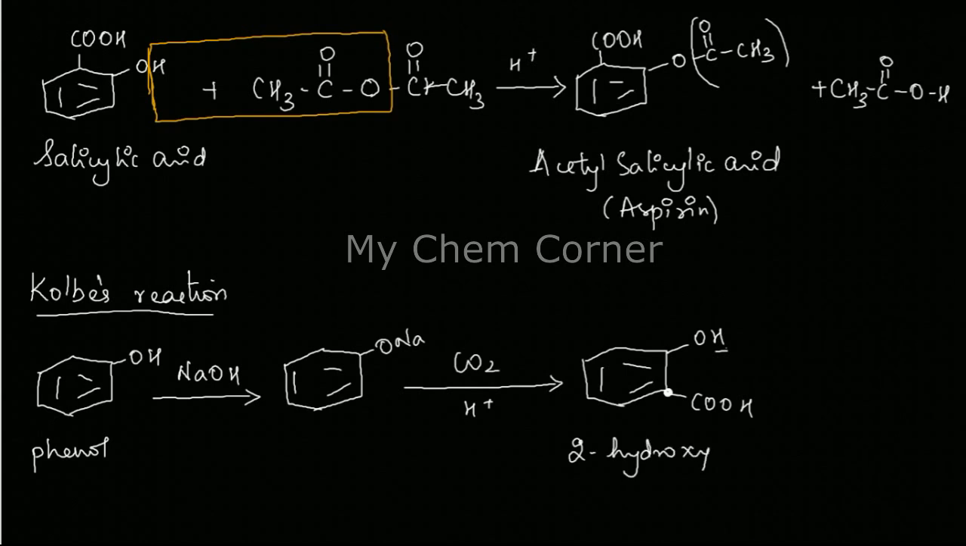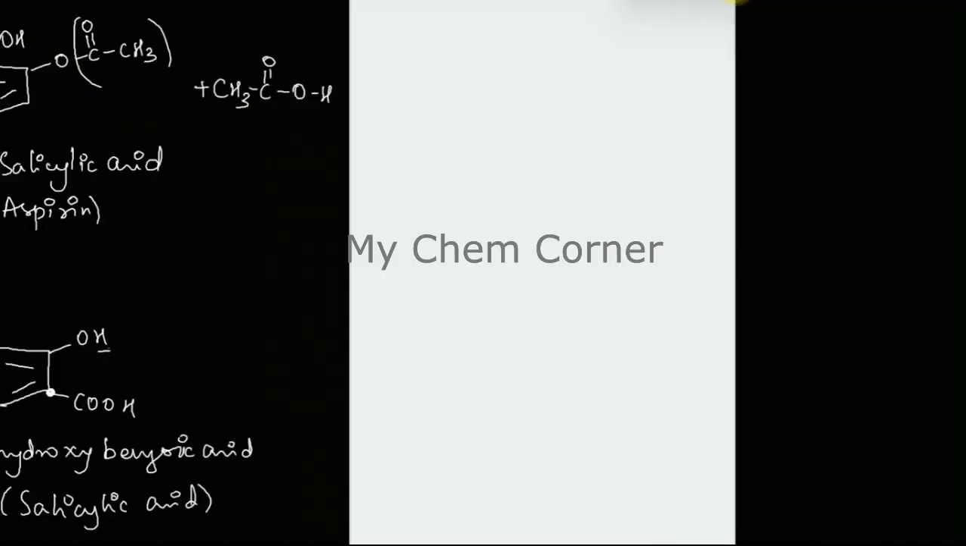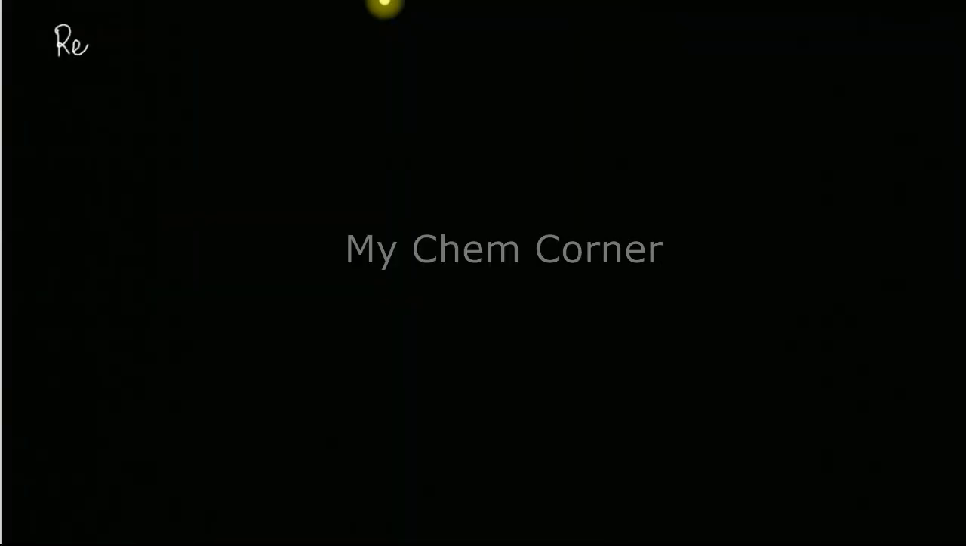2-hydroxybenzoic acid. For this name reaction, the name of the compound, you'll have to just go through the IUPAC naming. And the common name of this is going to be salicylic acid. Alright, so that's pretty much about the Kolbe reaction. Alright, now next one is going to be the Reimer-Tiemann reaction. Very commonly asked reaction in exams.